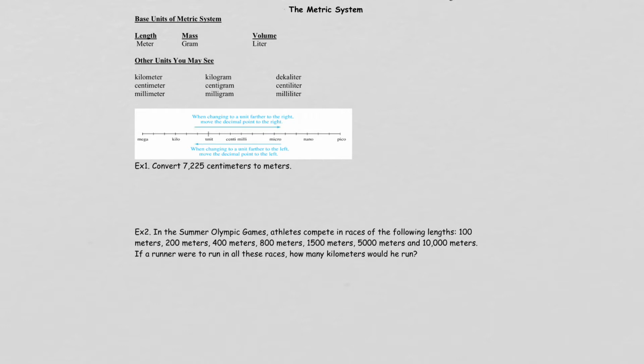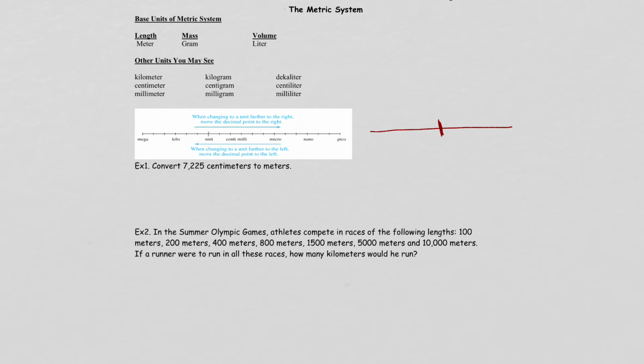First, we wanted to know how to convert within the metric system by itself. So for example, if we have 7,225 centimeters, how are we going to convert it into meters? In order to do this, what I like to do is just remember these charts of the units. Basically, you have a base unit in the middle, and this applies to length, weight and capacity, all the same. So always in the middle will be the base unit.